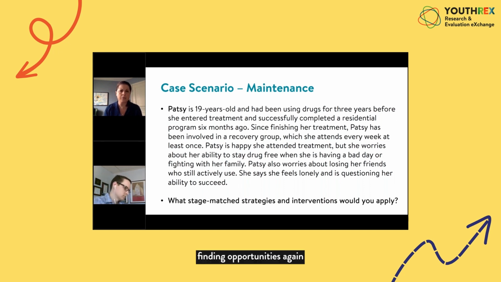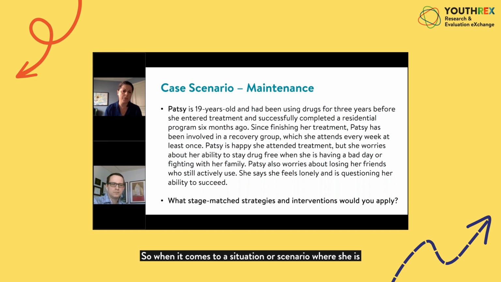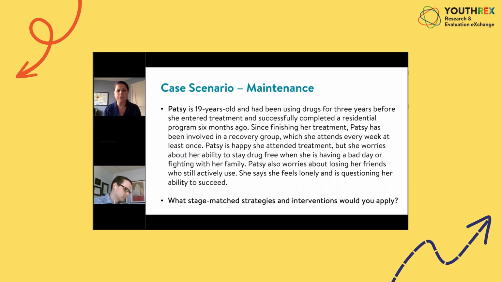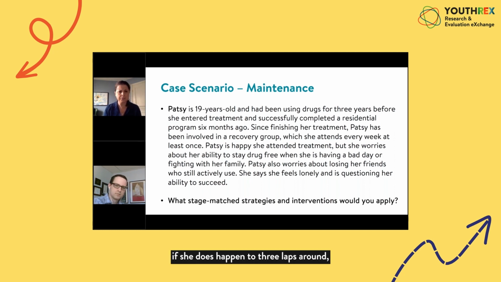Finding opportunities, again, to build on that success is especially important, and revisiting those new coping skills that she has developed. So when it comes to a situation or scenario where she is having a bad day, what are those positive coping strategies that she can use, and talking about whether those are still working for her. Having those conversations if she does happen to relapse around this is a learning opportunity, it's not a failure, and how do we move back quickly to the new behavior.